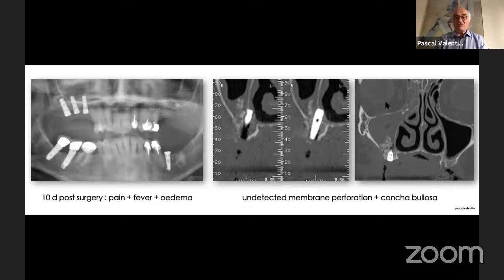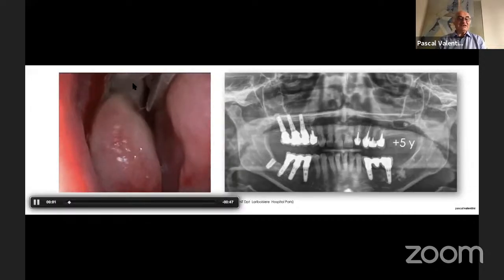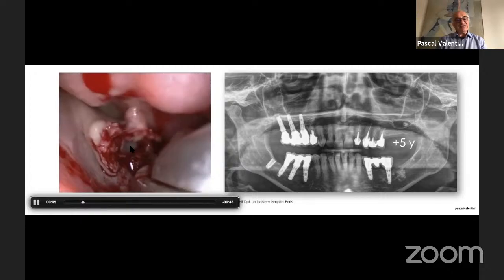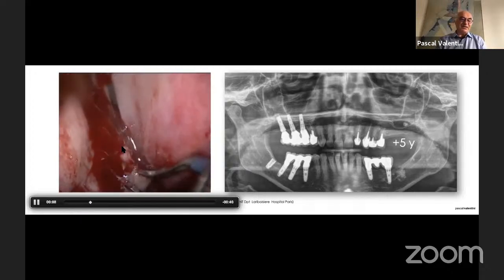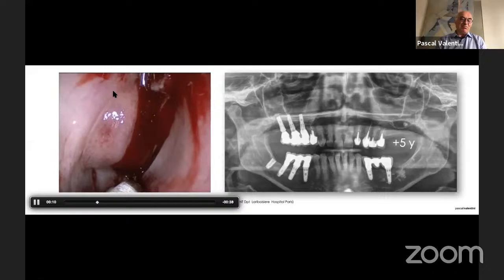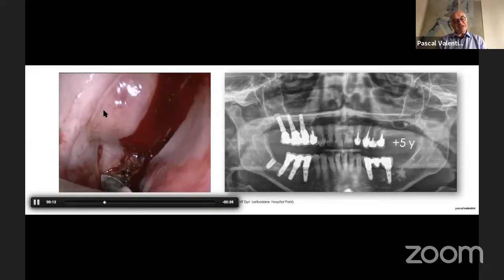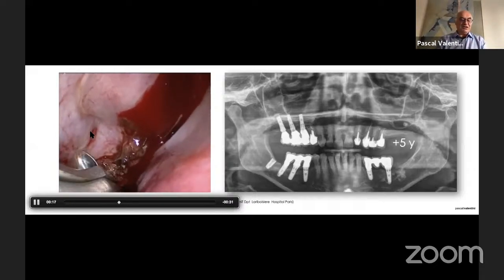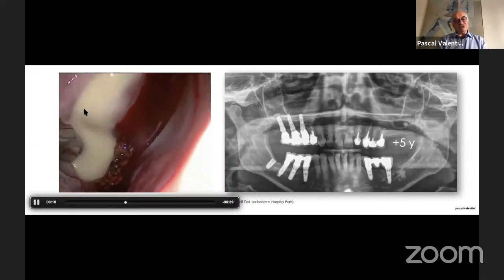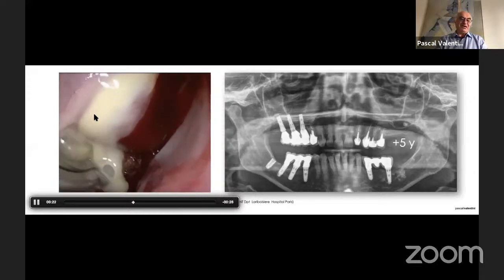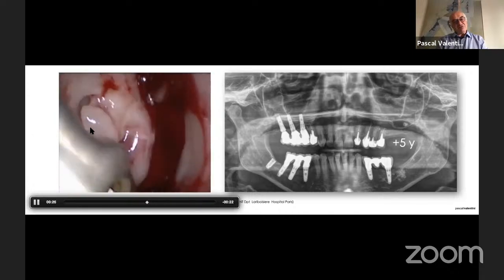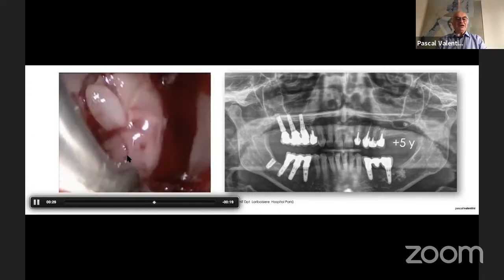In that case, we have to refer the patient very quickly to the ENT, and the ENT is performing first the turbinectomy, is removing the concha bullosa, and then is opening the blocked ostium with this specific surgical instrument, and look at the drainage. The pus is coming out in a very profuse way. And right now the ostium is completely widened.